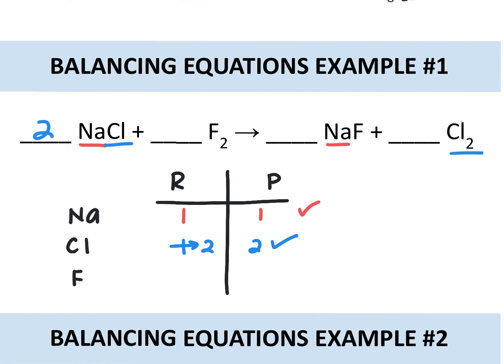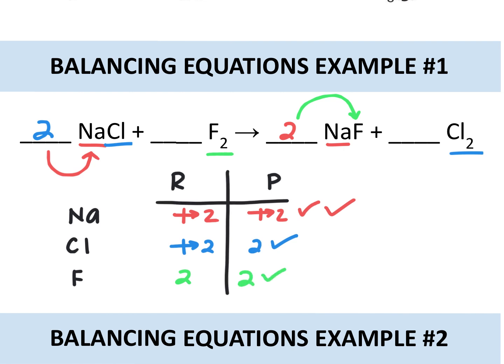However, when I do that, that now changes the amount of Na that I had previously. So now I'm sitting at 2 Na's. So I need to go back to my Na and rebalance that. Again, least common multiple between 2 and 1 is going to be 2. I put a 2 on my product side. I now have a 2, and I am balanced yet again. My Cl's remain balanced, and my Na's are now balanced, so I can move on to my F's. On my reactant side, I have 2, and on my product side, because I have that coefficient, I have 2 total F's, so I am balanced.